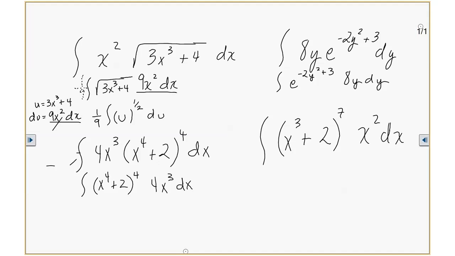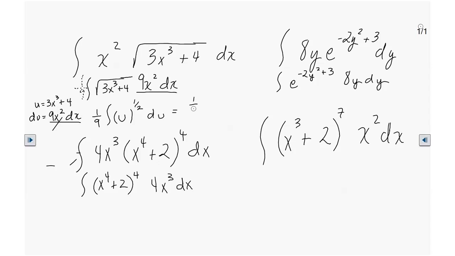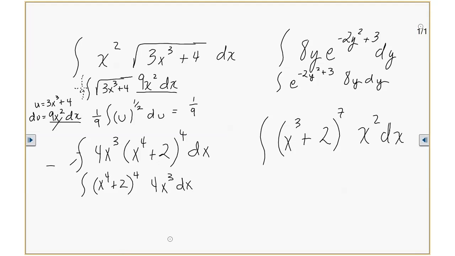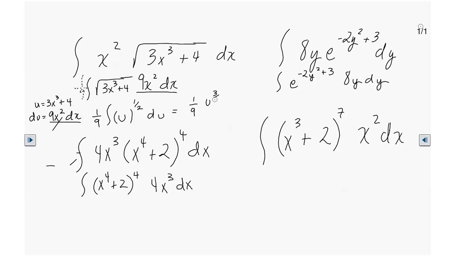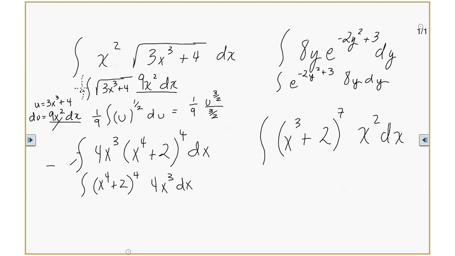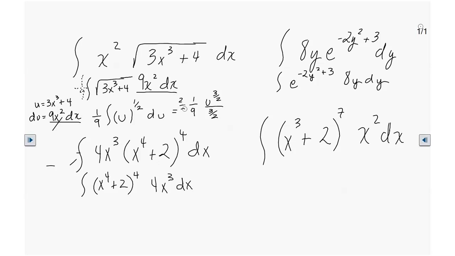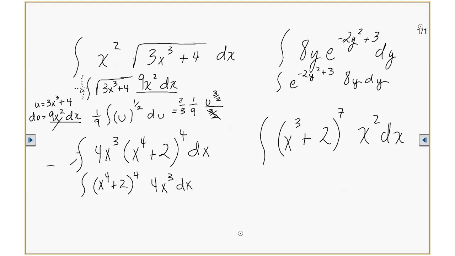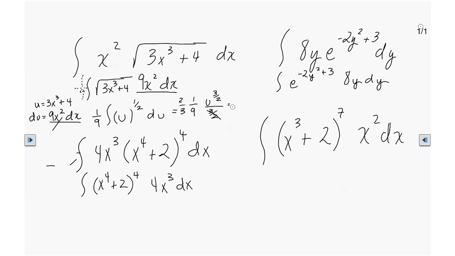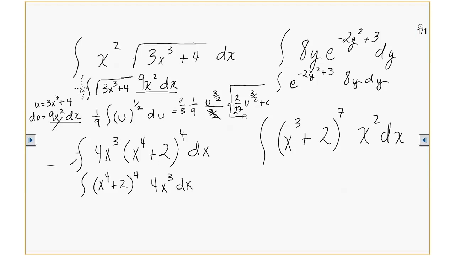And when you have the integral of u to the 1/2 du, your answer is 1/9 times u to the 1/2 plus 1, which is 1/2 plus 2 halves, is 3 halves. U to the 3 halves over 3 halves. And then multiply that by 2/3, and that's going to give us 2 over 27. So that'd be 2 over 27 u to the 3 halves plus c. And then you plug in u as 3x cubed plus 4. So your final answer there would be 2/27 times the quantity 3x cubed plus 4 to the 3 halves plus c.